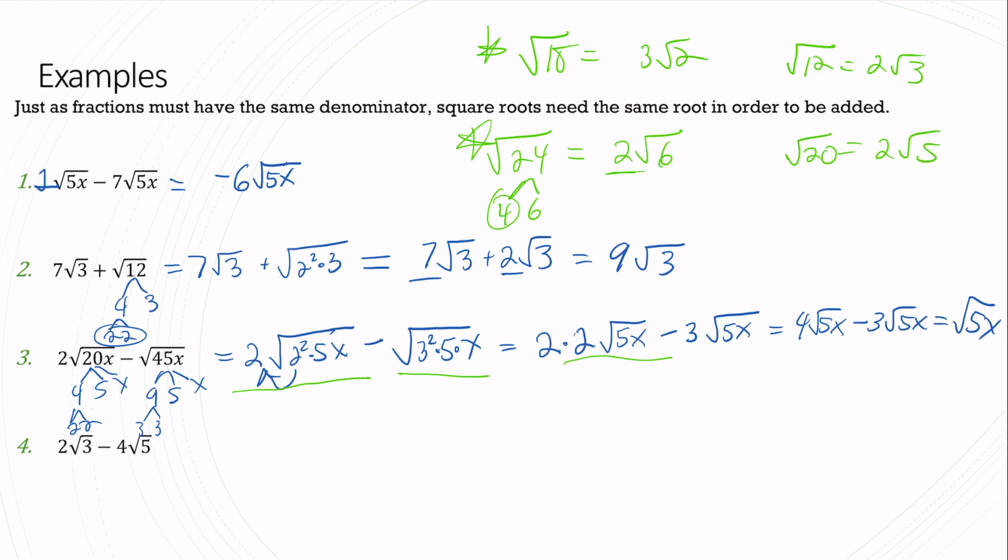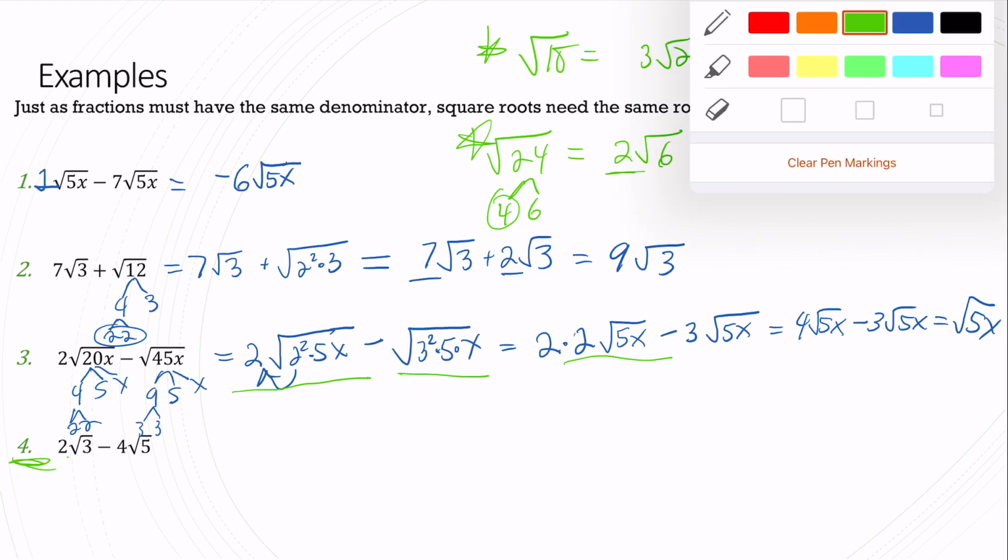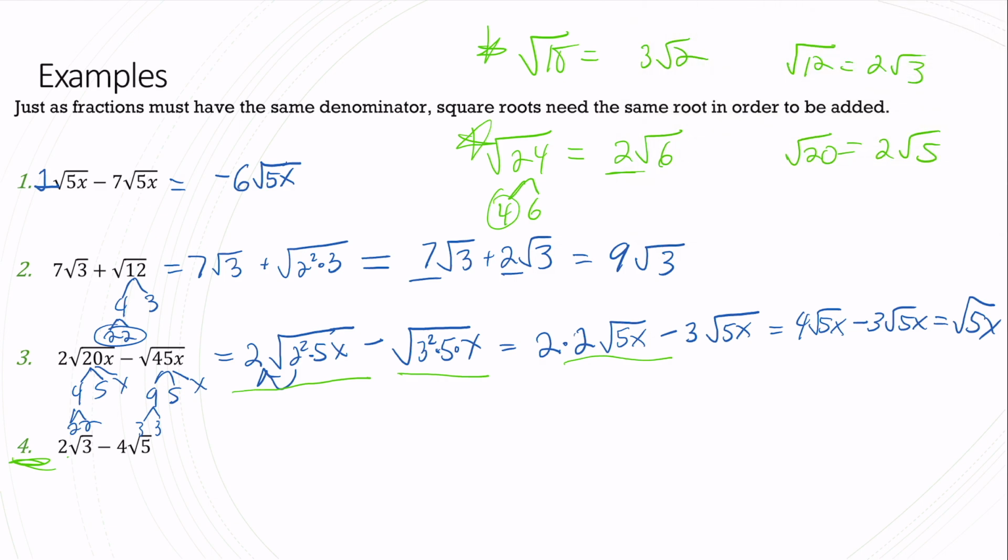For problem 4, and I'll switch back to blue, I've got 2 root 3 minus 4 root 5. This cannot be simplified. Root 3 can't be simplified. Root 5 can't be simplified. These are not like radicals, so we cannot combine them. So this is fully simplified. I'd also probably accept prime, but what it means is I can't do anything further to this.